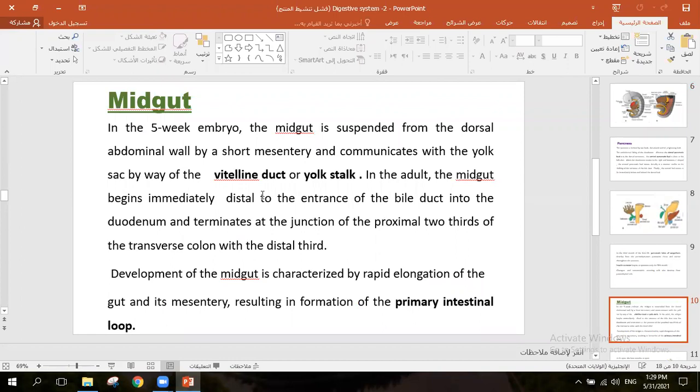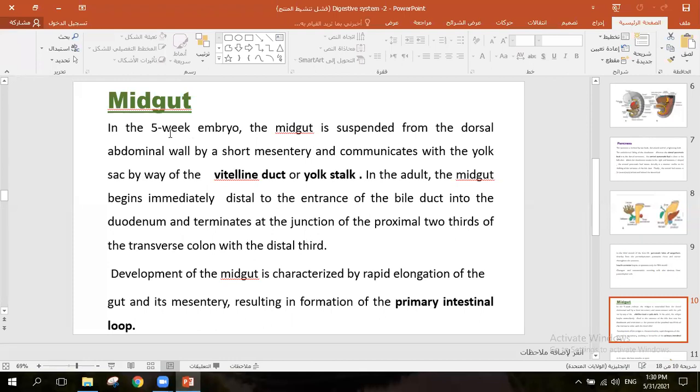In the adult, the midgut begins immediately distal to the entrance of the bile duct into the duodenum and terminates at the junction of the proximal two-thirds of the transverse colon with the distal third. The colon divides into proximal and distal thirds, and at the junction of the proximal two-thirds of the transverse colon with the distal third, the midgut stops.